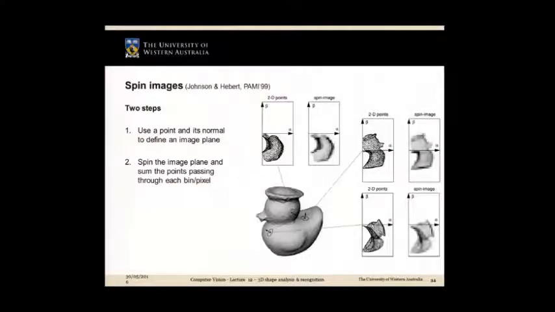Now, another popular technique is spin images, which was proposed by Johnson and Hebert in 1999, and it is a very popular 3D feature extraction technique. Given a 3D surface normal on a surface, they spin a 2D plane around that surface normal, and they accumulate the information about the surface points that intersect with that spinning plane, and store that information in the bins of that plane.